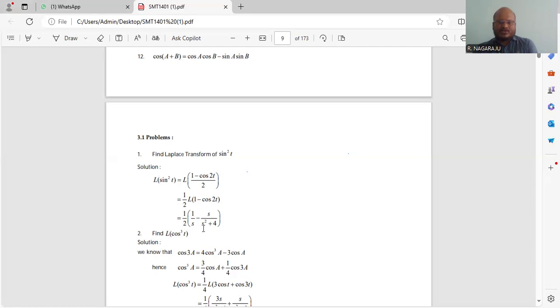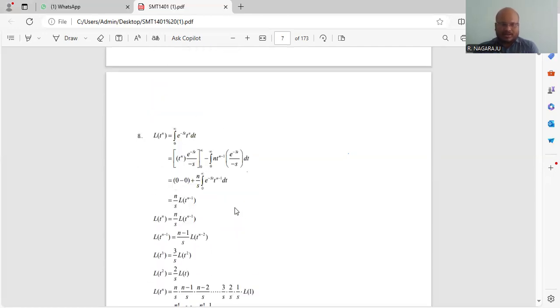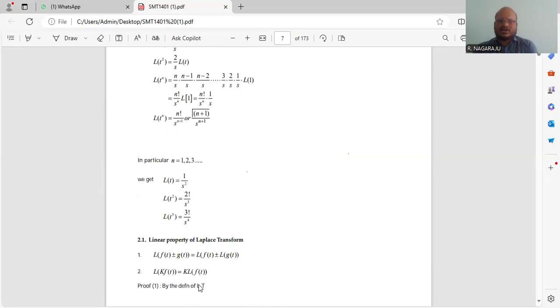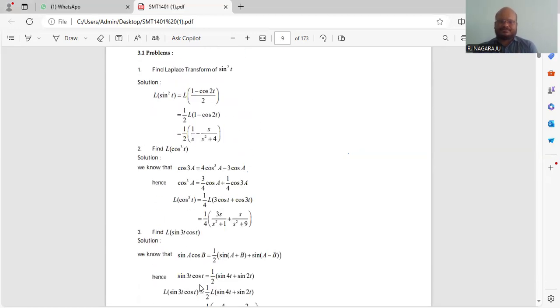So L of 1, you already know, is 1 by s. L of cos 2t: just now we wrote the cos at formula, and we did it also. See here, cos at is nothing but s by s square plus a square. So here also we have to do the same thing: s by s square plus, in the place of a you have 2, so s by s square plus 4.